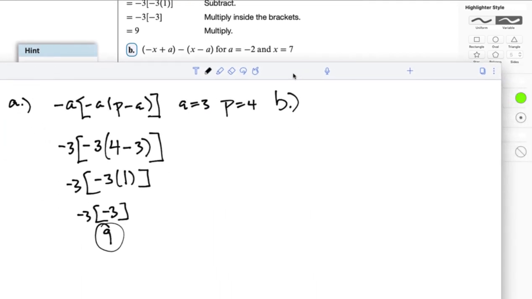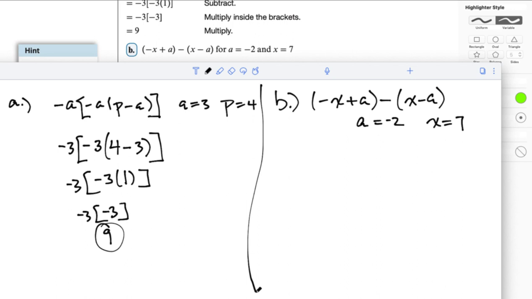Okay, so B is asking us to evaluate, but we have some different values here. Now we're dealing with X and A. Notice that A is a different value than it was in the problem before. Hence the name for these letters, they are variables because they vary. They can change from problem to problem, right? Not in the same problem, but from problem to problem, our variable can be different. So this is confusing me. I'm just going to draw a line to keep my brain focused over here.